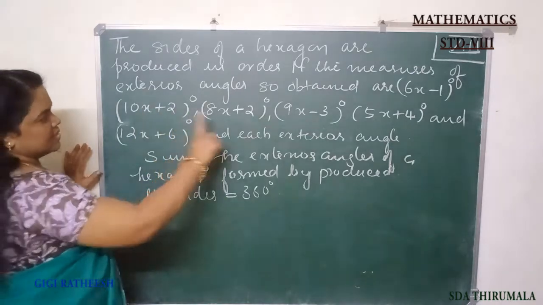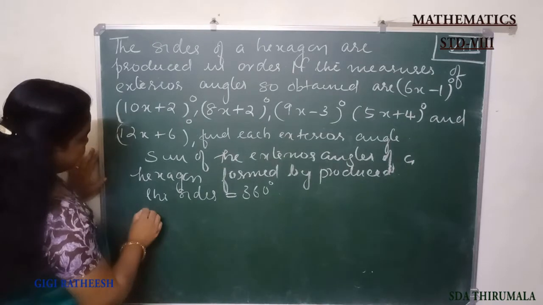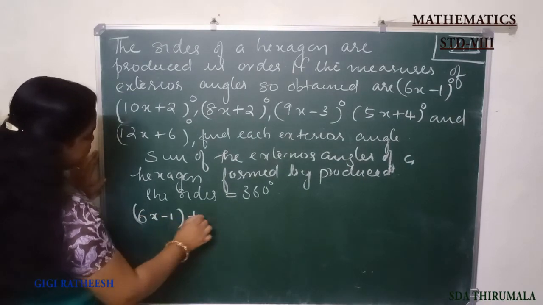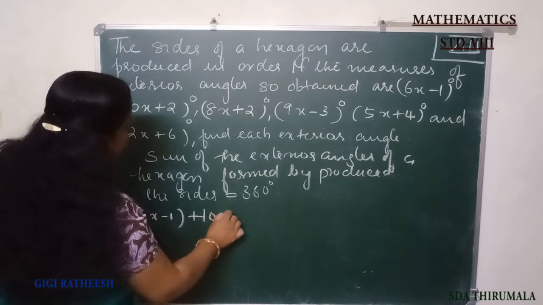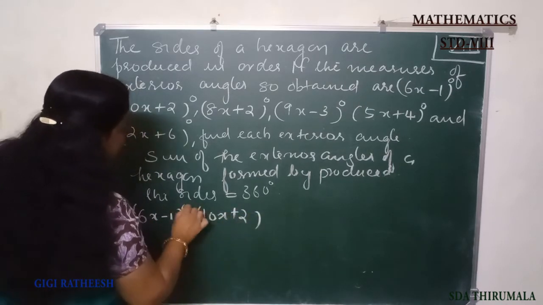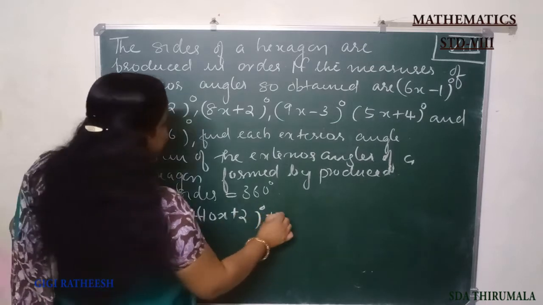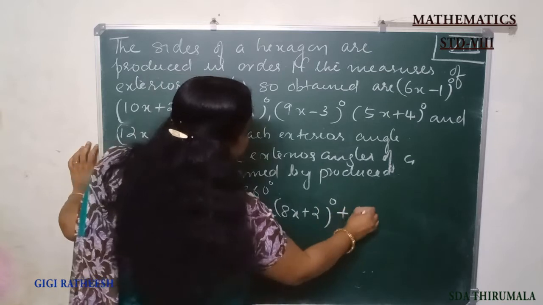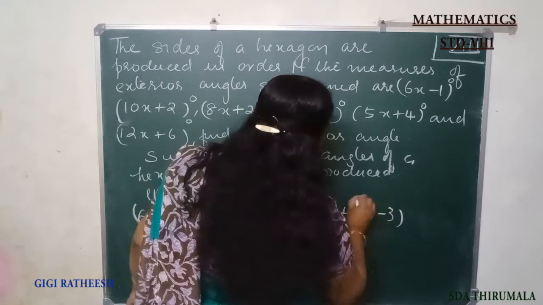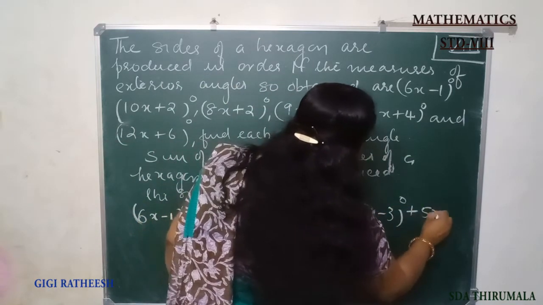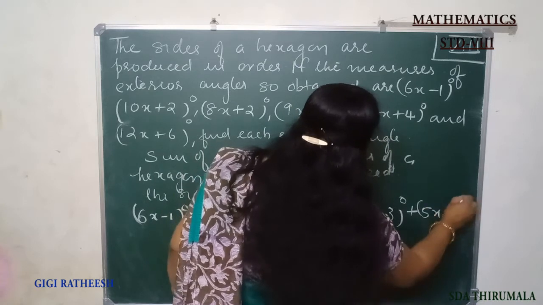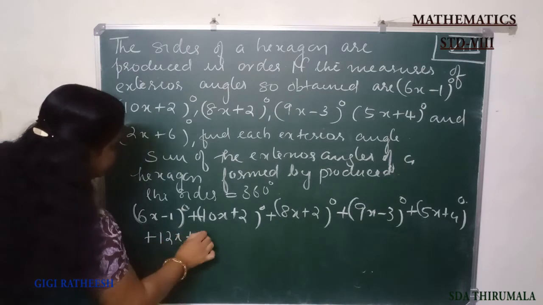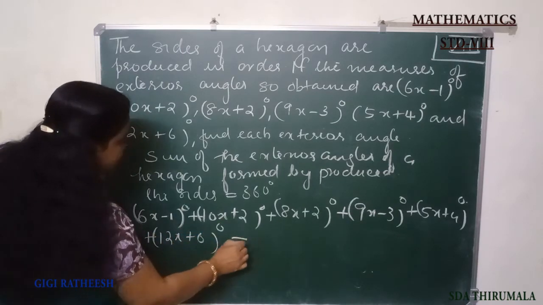Here also, the angles are 6x minus 1 plus 10x plus 2 degree plus 8x plus 2 degree plus 9x minus 3 degree plus 5x plus 4 degree plus 12x plus 6 degree is equal to 360 degrees.